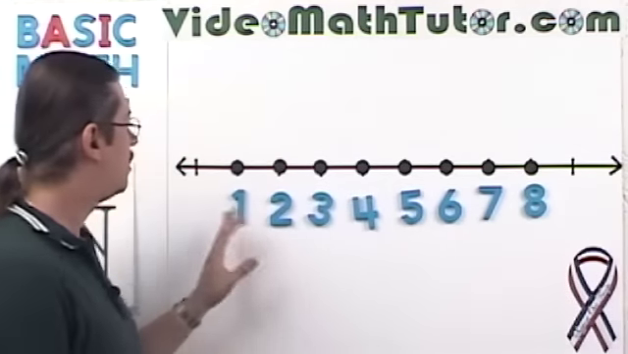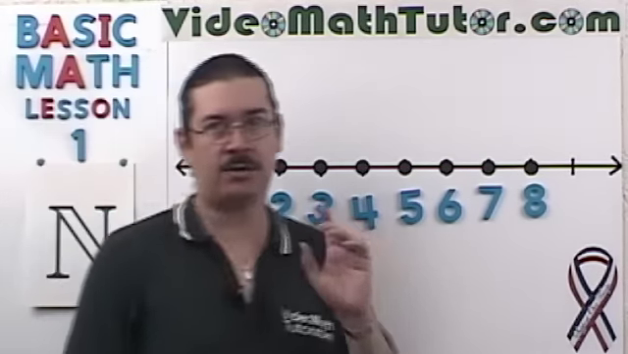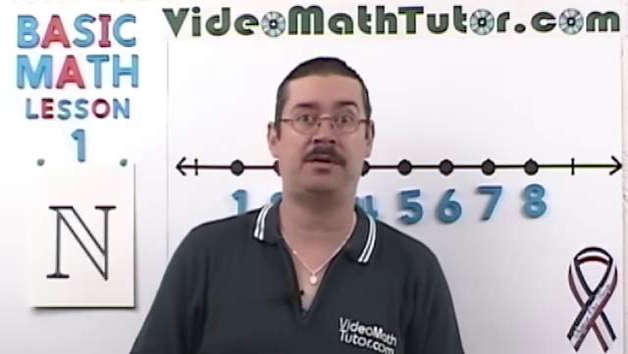The smallest natural number is the number 1. Okay, so 1 is the smallest natural number. That's very important to remember. Sometimes people are asked that on tests.